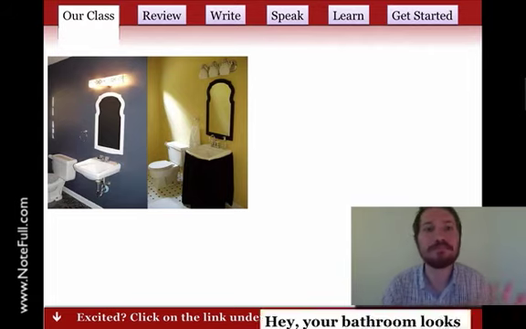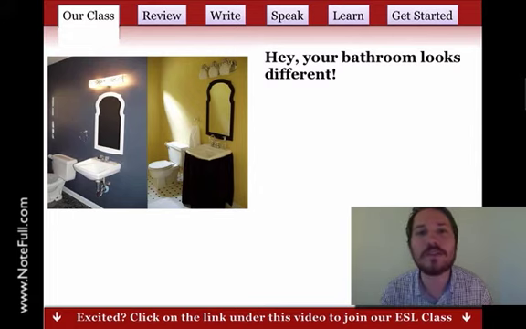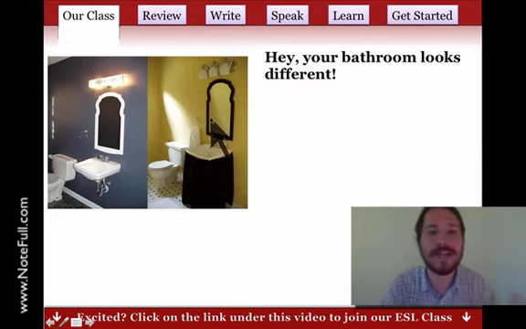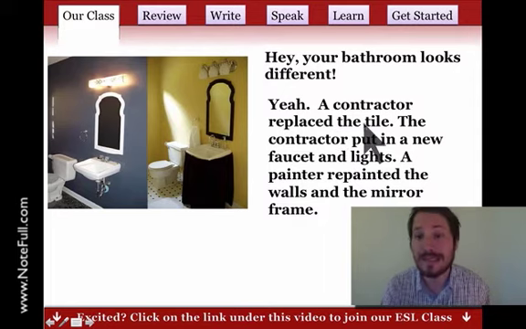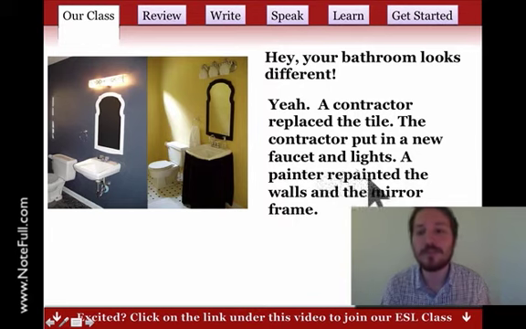Let's do an example. You might say, hey, your bathroom looks different. And we have before and after. I say, yeah, a contractor replaced the tile. The contractor put in a new faucet and lights. A painter repainted the walls and the mirror frame.